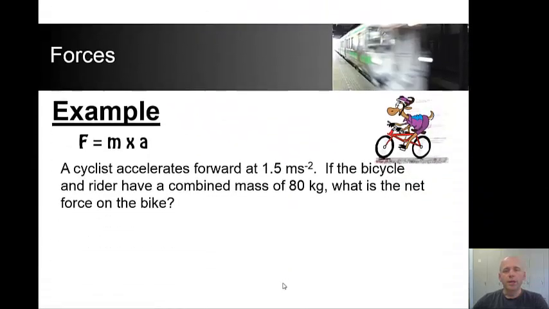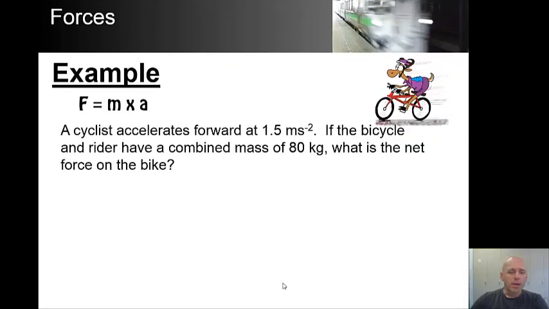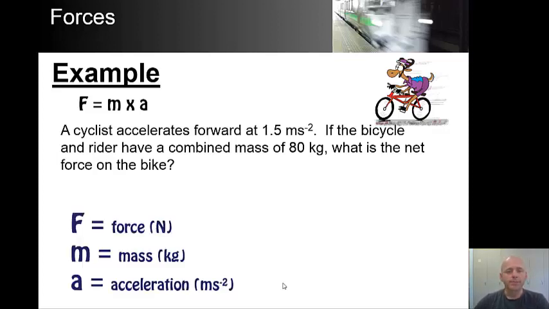Alright, let's try an example. A cyclist accelerates forward at 1.5 meters per second squared. If the bicycle and rider have a combined mass of 80 kilograms, what is the net force on the bike? So, as with all problems, you should write down what you know and what you're trying to find out. In this case, force is what we're looking for, because the question asks, what is the net force on the bike?